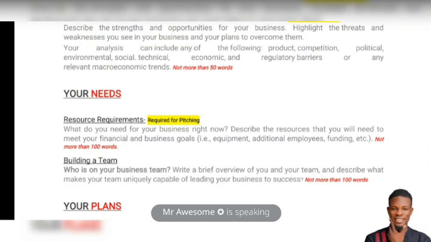Now, what are your needs? Resource requirements. What do you need for your business right now? So you are the one who knows your equipment. You know if you need additional employees. You know if you need funding. You know if you need mentorship. So here you just highlight the things you need currently for your business.